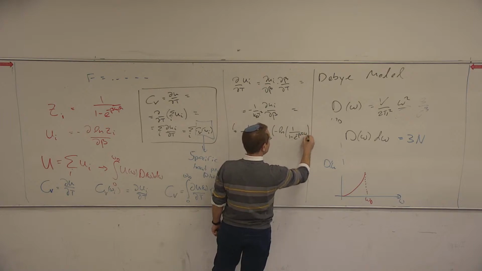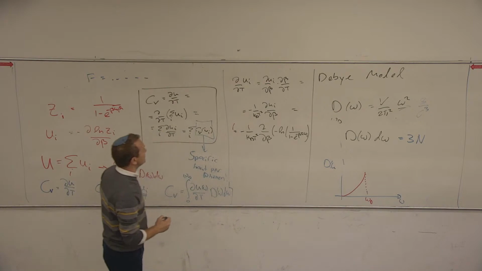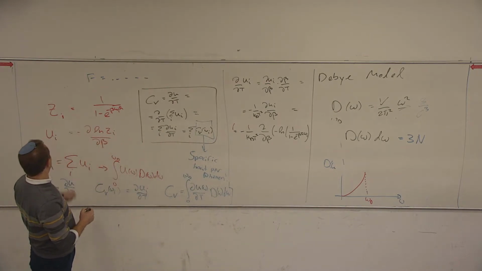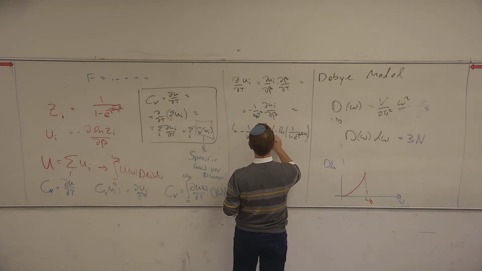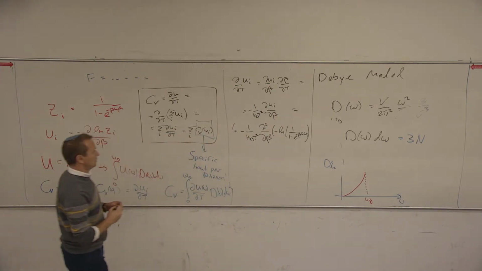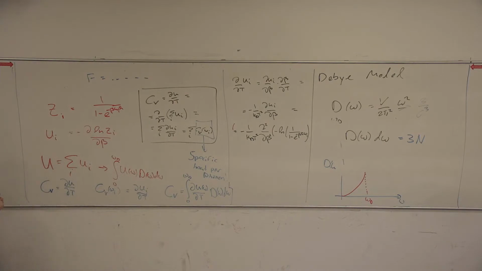Then you put the second derivative. Second derivative? Why is it a second derivative? Because you're doing d beta. Okay, great. So this is this, and this is that. Absolutely right.